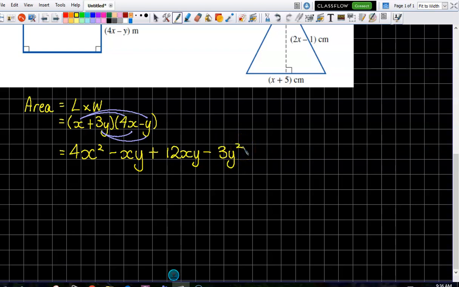So it looks ugly, but it's not that bad. Okay? Is that it? So you've got to ask yourself, can I gather my like terms? So there's only the one lot of 4x squareds, but I've got a minus xy plus 12xy. So how many xy's have I got? Sorry? Excellent. 11xy minus 3y squared.